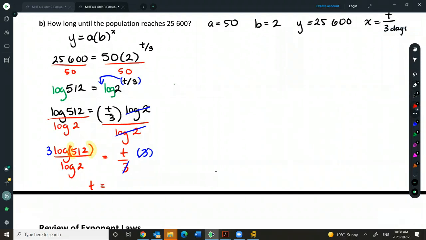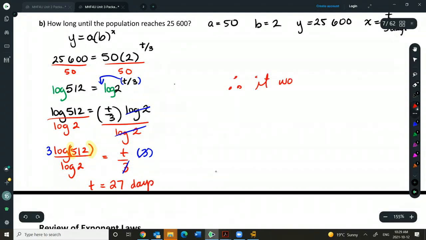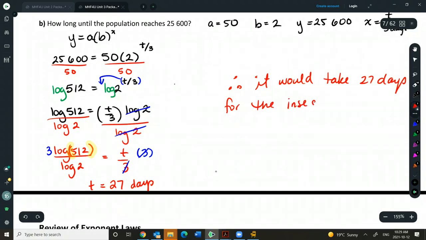Okay, what should we have gotten here? Sam, what'd you get? 27, right on. Okay, everyone else, I see heads nodding, that's good. 27 what? What's the unit of measurement? Days. Okay, good. So therefore it would take 27 days for the insect population to reach 25,600.